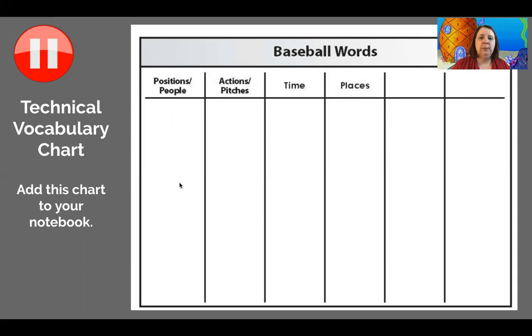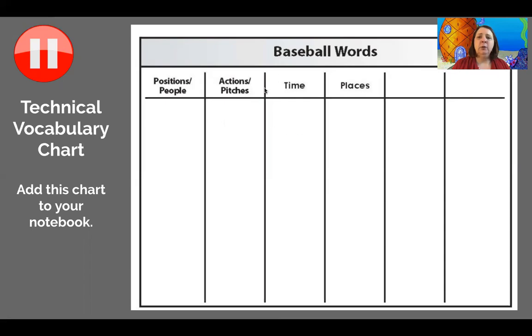So you would list people like the pitcher, the umpire, the catcher. Actions and pitches would be things like when that player swings his bat. Does he get a strike? Does he get a ball? Does he get a foul ball? The pitcher, did he throw a curve ball? Did he throw a strike?